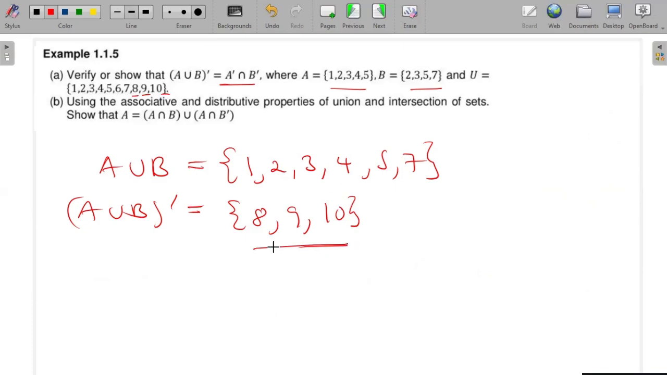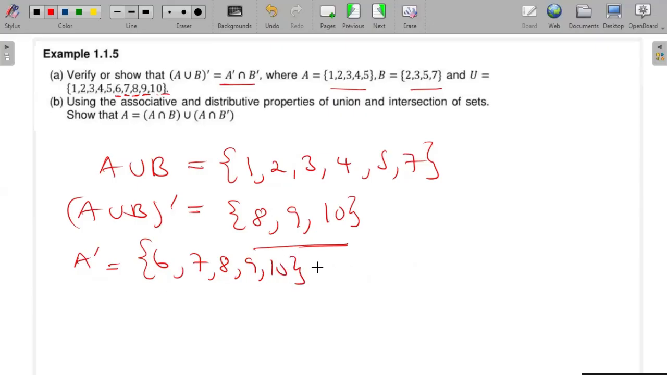I keep it. Then the next part, you have A complement. So I find first my A complement: everything outside A but in the universal set. If A is from 1 to 5, then everything outside that is going to be 6, 7, 8, 9, and 10. So I write those numbers like that.